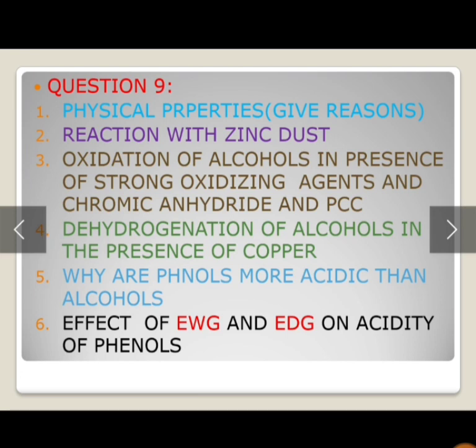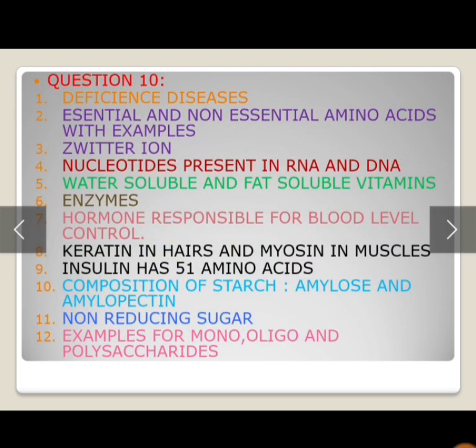If it is an electron withdrawing group, it would be withdrawing electrons. If electron donating, it would be donating electrons. What would be the effect on its acidity? Will it increase, or will it decrease? Just make a note of it because it is very important. NEET last year it was not asked. Next year they might ask it, so go through that.